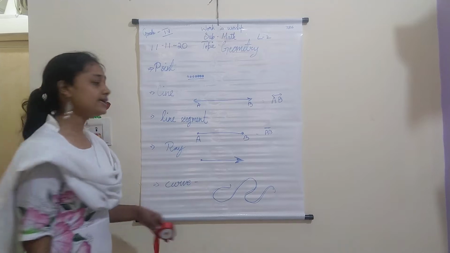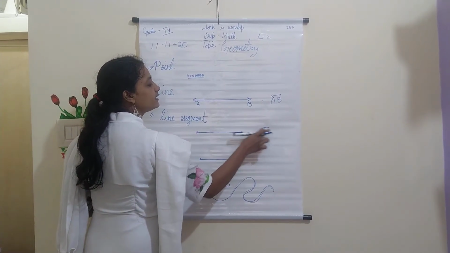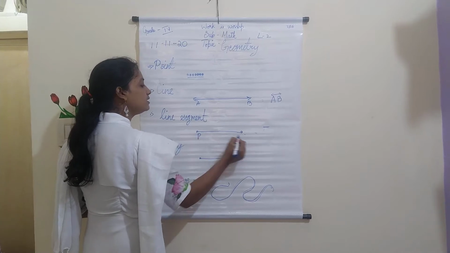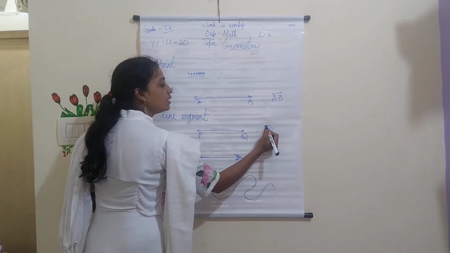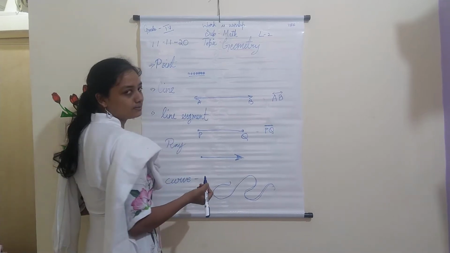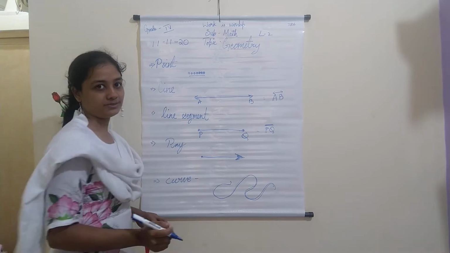You can give any name, children. I have given AB. You can also give any other letter. Like I will give PQ. So I write PQ and draw a small line segment on it. This is the name for this line segment.